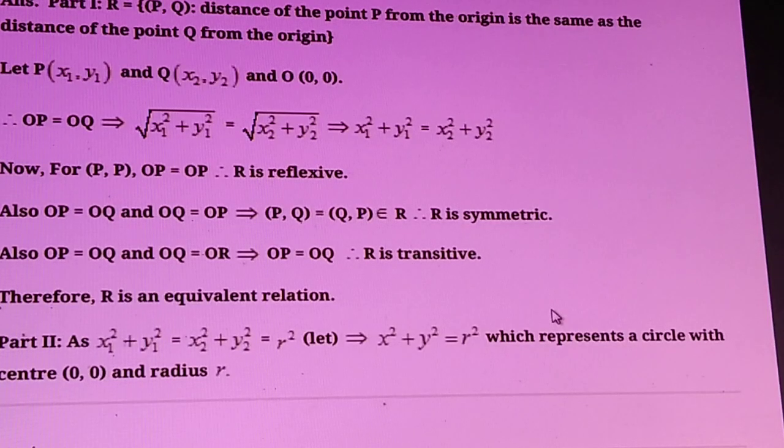Now part 2. As x1 square plus y1 square is equal to x2 square plus y2 square is equal to R square, we can assume x square plus y square is equal to R square, which represents a circle with center (0, 0) and radius R.